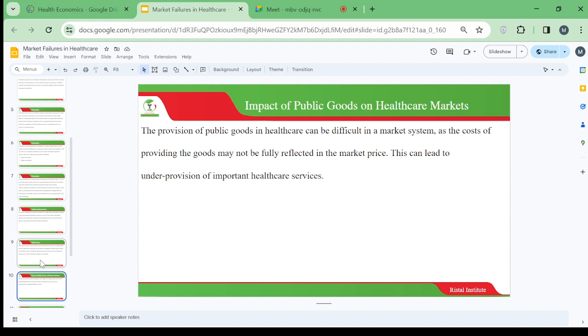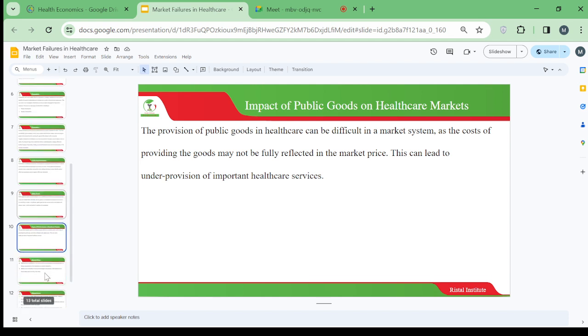So the provision of public goods in healthcare can be difficult in a market system, and the cost of providing the services may not really be reflected in the market price. So in that example where you have private facilities immunizing children using vaccines provided by the government, they may charge something that is actually very, very little.